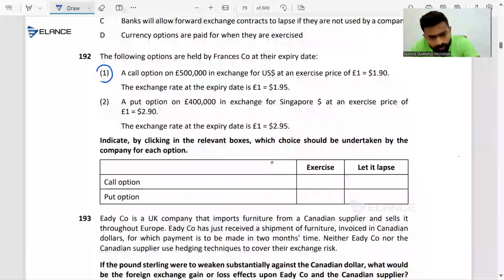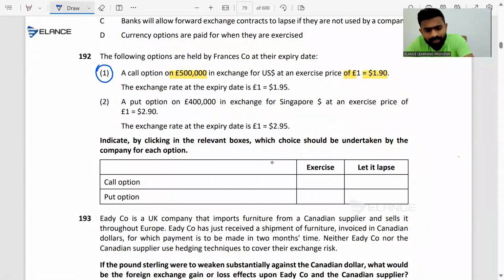Right now, we will focus only on this. A call option on 500,000 euros at an exercise price of $1.9 for every euro we have to buy.